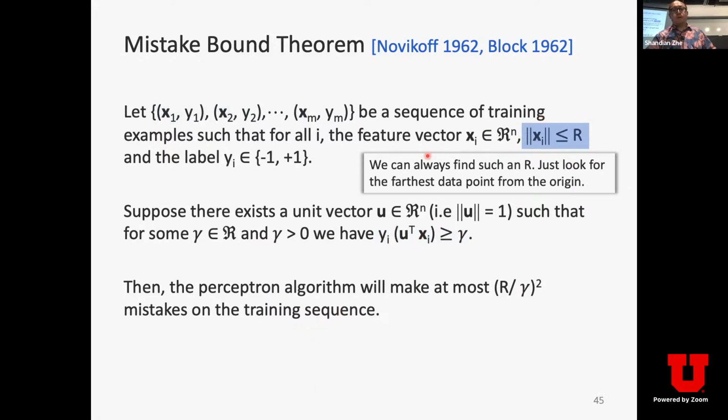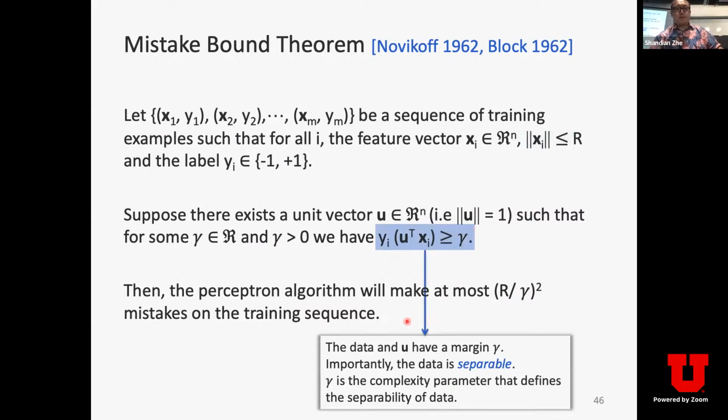The first precondition, that the length of each input feature vector is upper bounded by R, is very easy to find, because we can just look at the length of each input feature vector and find the maximum. We find this R. And the second assumption reflects that the data is linearly separable, and you assume that there exists some separating hyperplane whose margin is gamma.